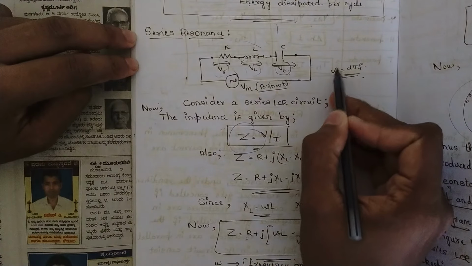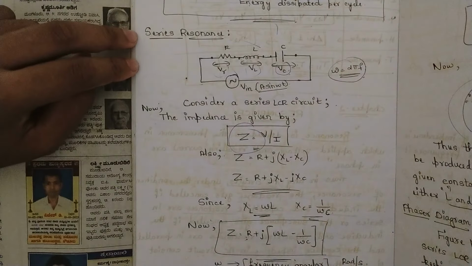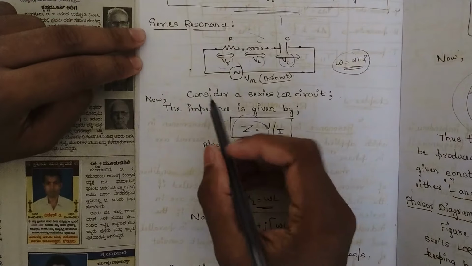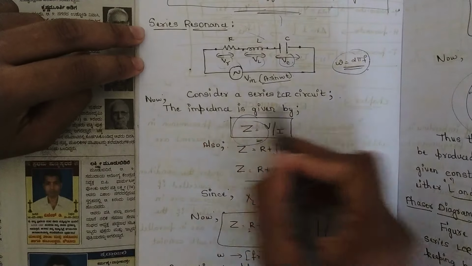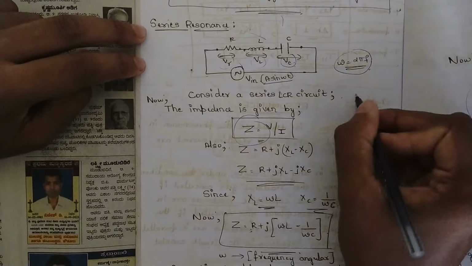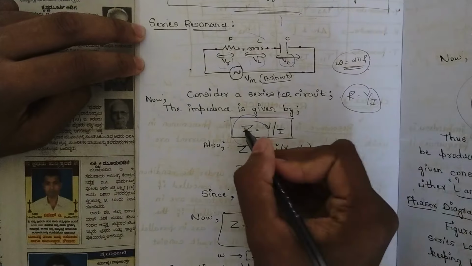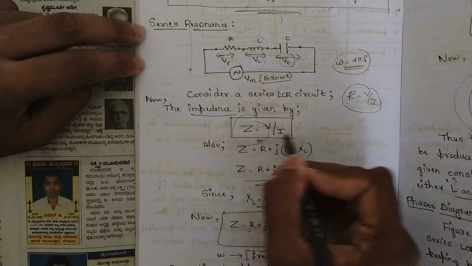Then we know that omega is equal to 2 pi f, right? We know the formula for omega, which I have studied in our lower classes. That is omega is equal to 2 pi f. These are all the conditions you should be knowing. Now, consider a series LCR circuit. The impedance of this circuit is given by, we know that R is equal to V by I, according to Ohm's law. But now let us consider the impedance part. So now impedance Z is equal to V by I.